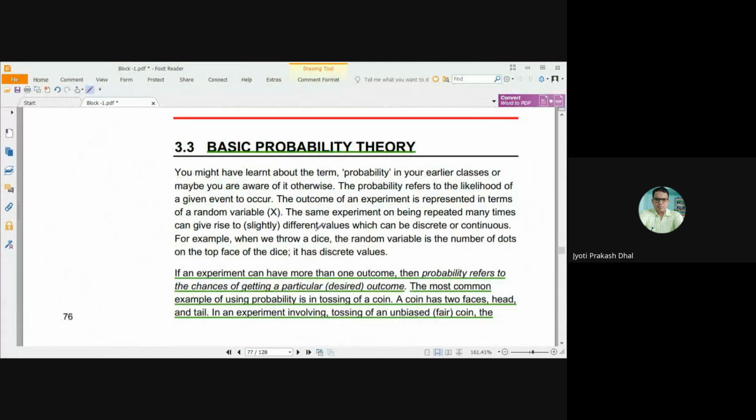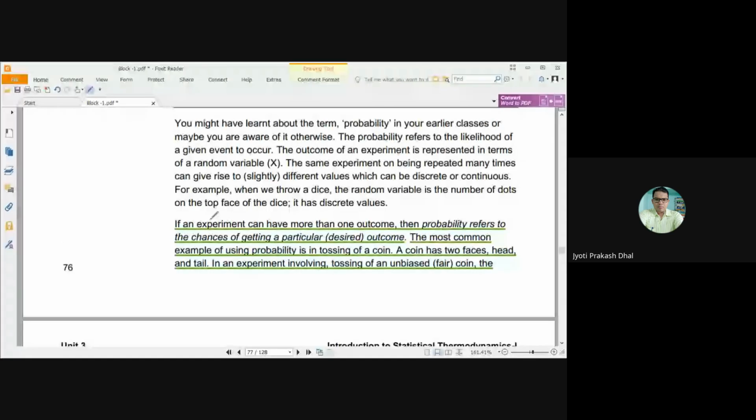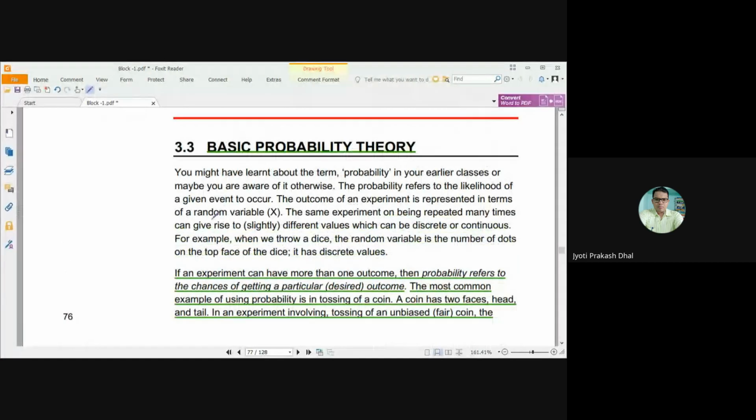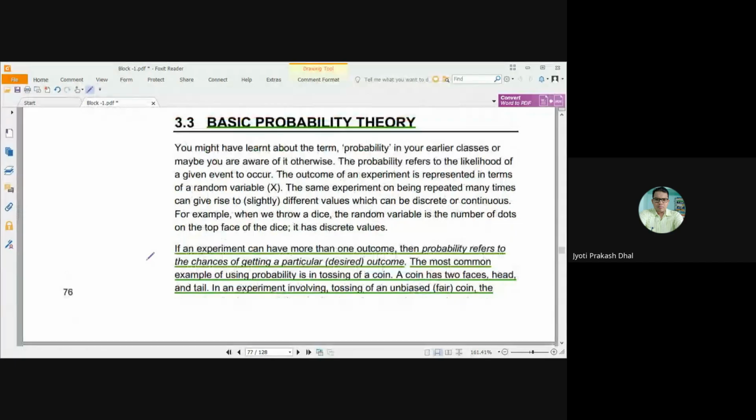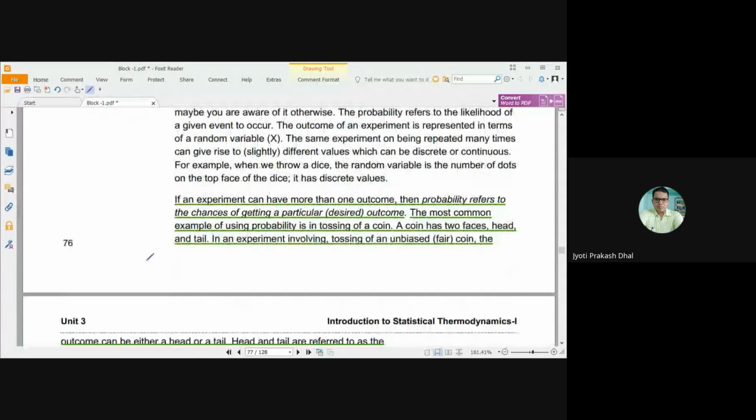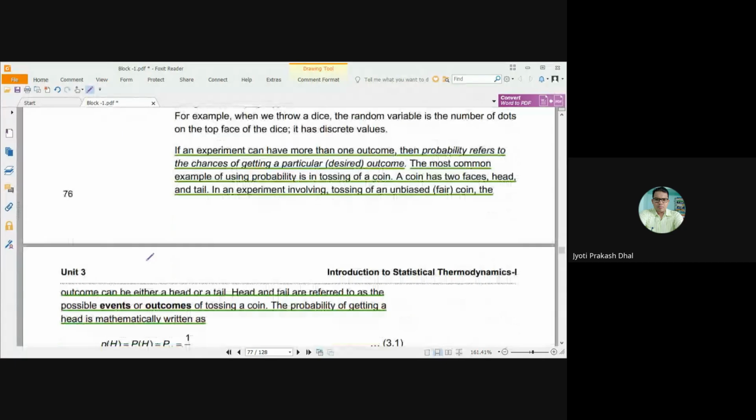Before going into the details of statistical thermodynamics, we should first be acquainted with basic probability theory. So in this part we will discuss basic probability theory. We will start from a very simple level. If an experiment can have more than one outcome, then probability refers to the chance of getting a particular outcome. For example, we know that a coin has two faces, one head and another tail.